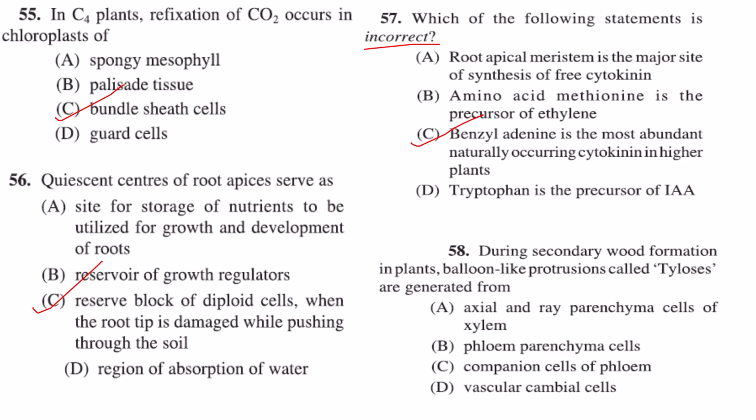Then next one. During secondary wood formation in plants, balloon-like protrusions called tylosis are generated from. So tylosis are balloon-like protrusions that form from the xylem vessels of woody plants during secondary wood formation, and they are generated from the axial and ray parenchyma cells. So answer is option A.